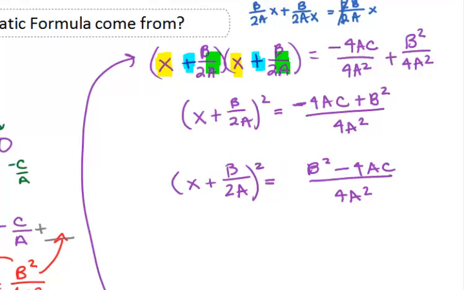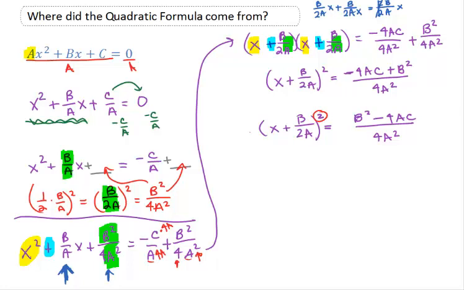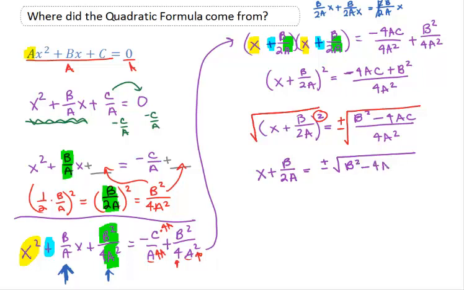To finish my complete the square process, I have a squared here, and to get rid of that, I'm going to force in a square root to both sides. And if I force in a square root, I also need that plus or minus. On the left, I have x plus b over 2a. And on the right, I have positive and negative. I'm splitting those square roots up. On the top, I'm going to leave it as is, b squared minus 4ac. On the bottom, I can take the square root of 4a squared. The square root of 4 gives you 2, and the square root of a squared gives you a.